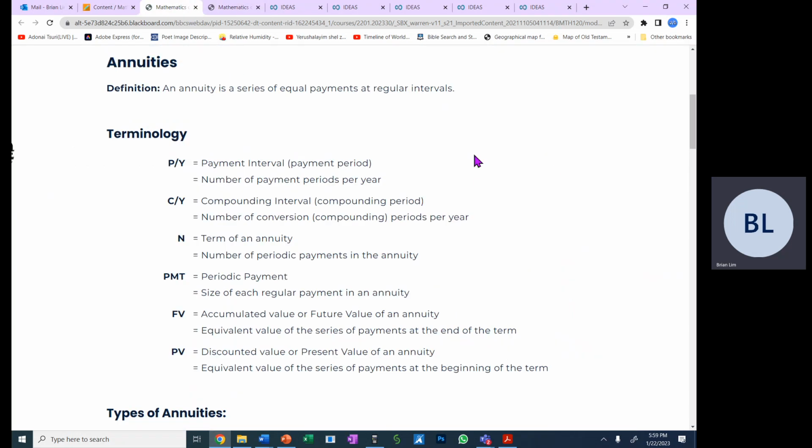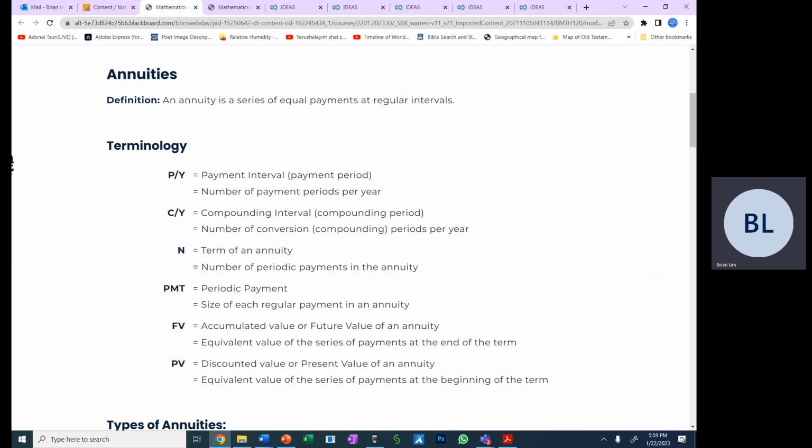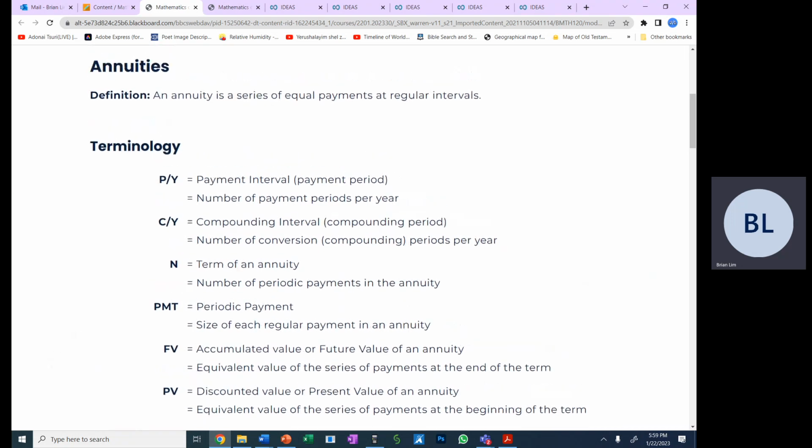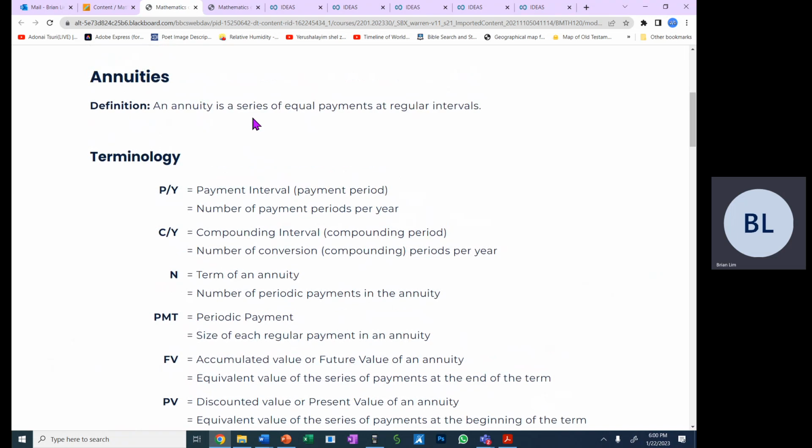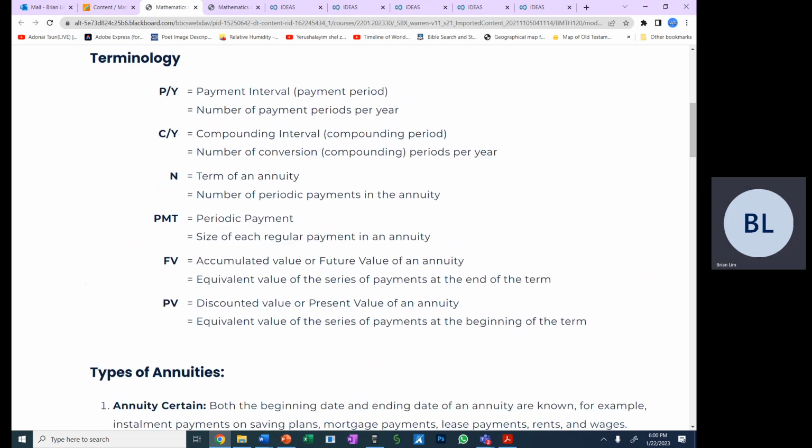All right, but of course you want to know what is an annuity. So this is what an annuity is. As you saw there, it's a series of equal payments at regular intervals. So you are familiar with these items, PY, CY, N. PMT for compound interest, we were putting 0, but now it does have an amount. The future value is the accumulated value, and present value is the discounted value or present value of an annuity.